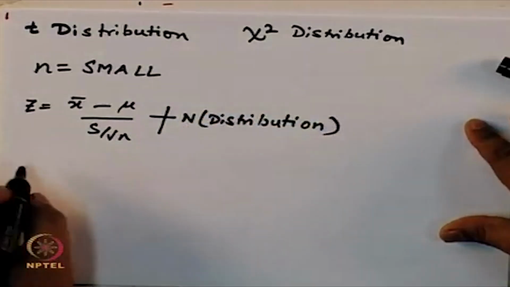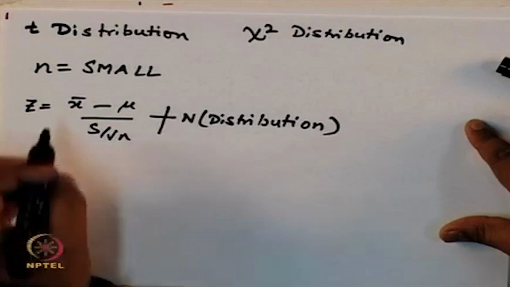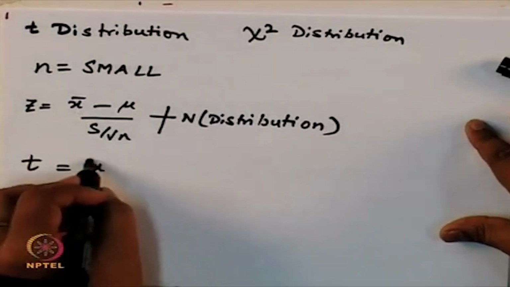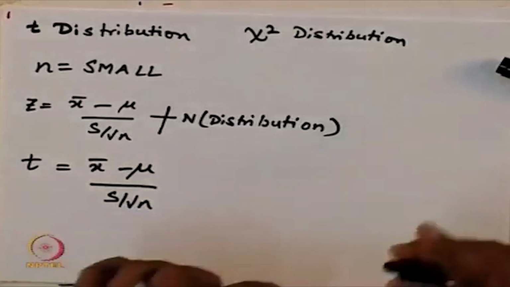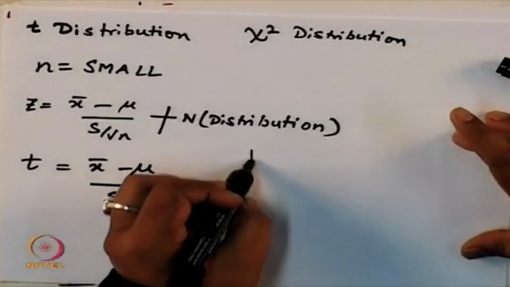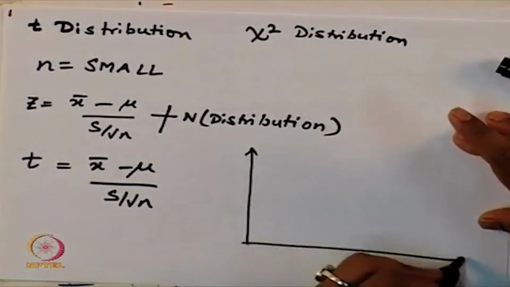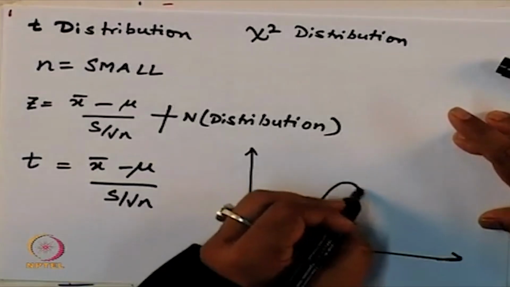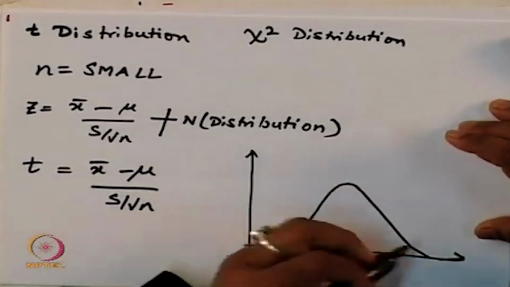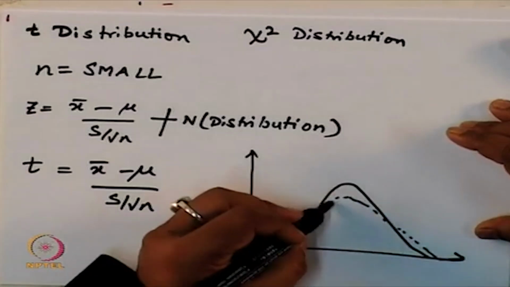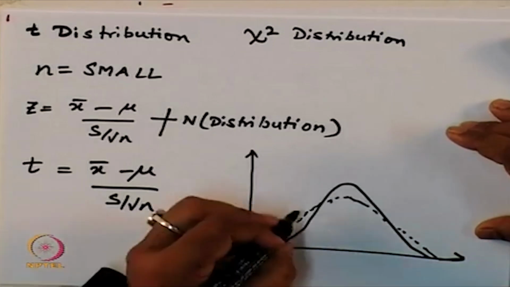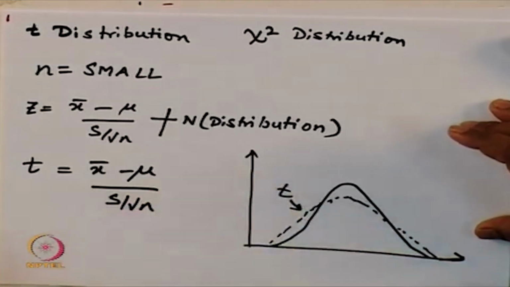Instead, we calculate the same value, x bar minus mu by s by root n, which is called the t value. As opposed to the normal distribution, the t distribution is much flatter with longer tails. So, this is your t distribution.